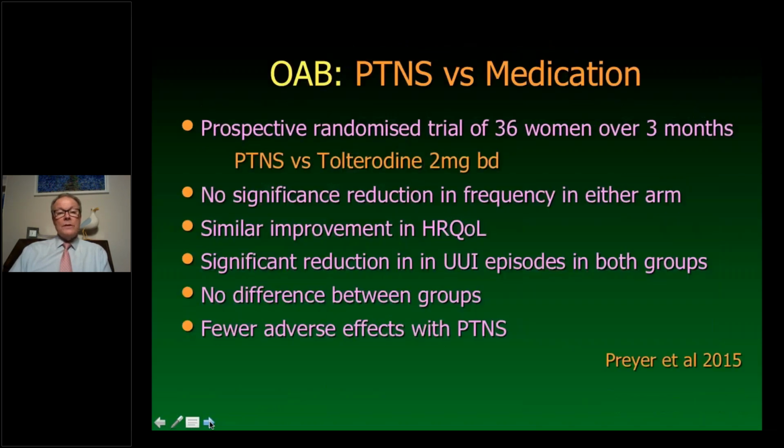A more recent study has also looked at posterior tibial nerve stimulation versus tolterodine 2 milligrams twice daily. No significant reduction in frequency in either arm, but a similar improvement in health-related quality of life, with a significant reduction in urgency and incontinence episodes in both arms. No difference in this small trial of 36 women between groups, but of course fewer adverse effects with PTNS as compared to tolterodine.